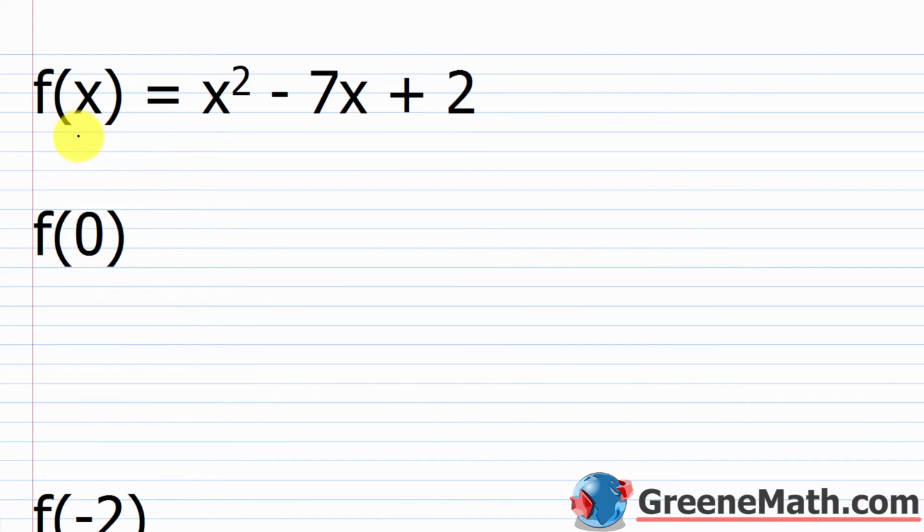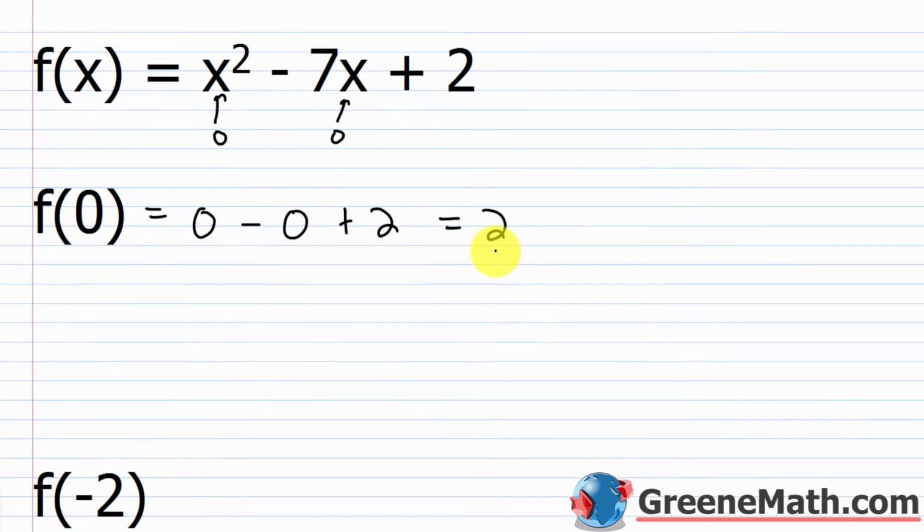So we have f of x is equal to x squared minus 7x plus 2. So if I want f of 0, what am I asking for? I'm asking for the function's value when x is 0. So I would simply plug in a 0 here and find out what I get. So 0 squared is 0, minus 7 times 0 is 0, plus 2, I'd basically just have 2. So f of 0, or the function's value when x is 0, is 2.